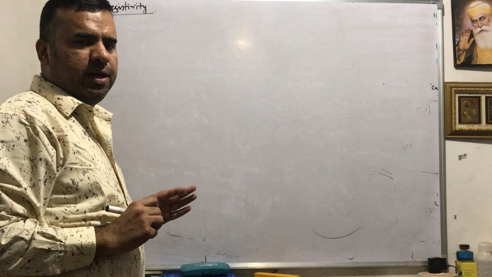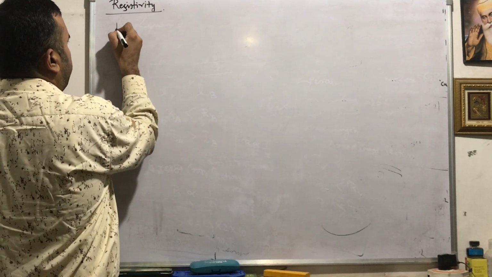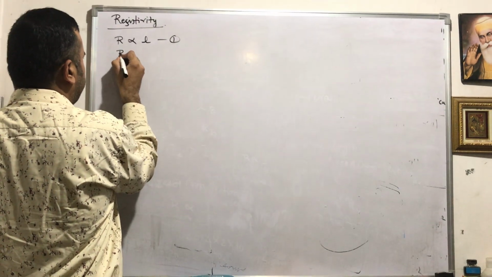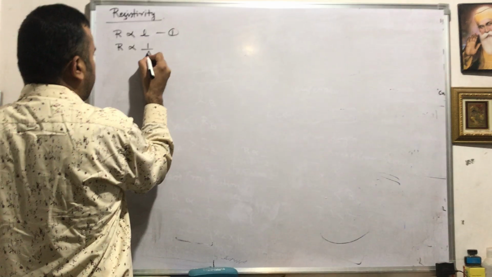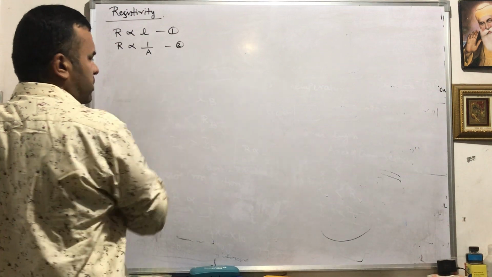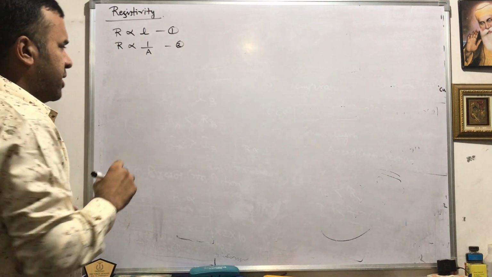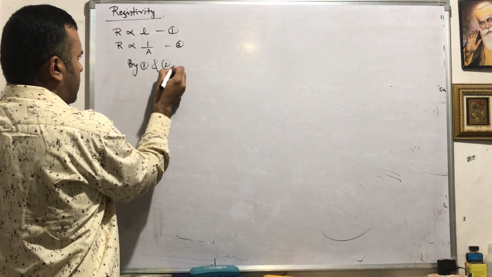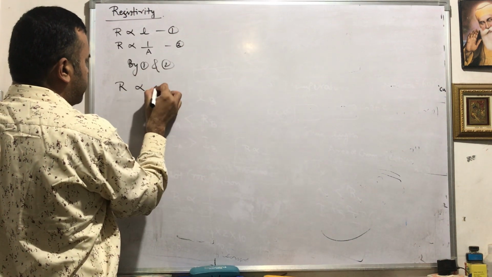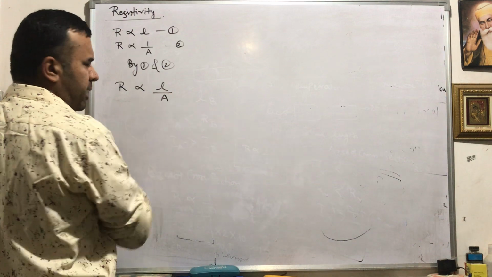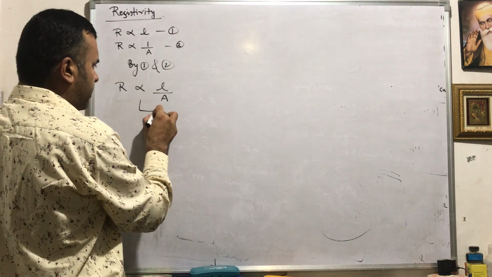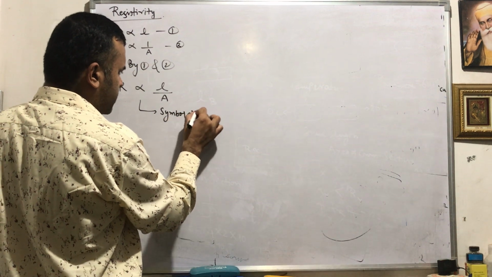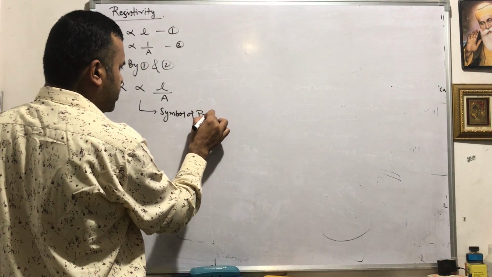Next is resistivity. Resistance is directly proportional to the length of the conductor and inversely proportional to the area of cross section. You give these as equations 1 and 2, and if you summarize them, you get resistance is proportional to L by A. Again, this is the symbol of proportionality.